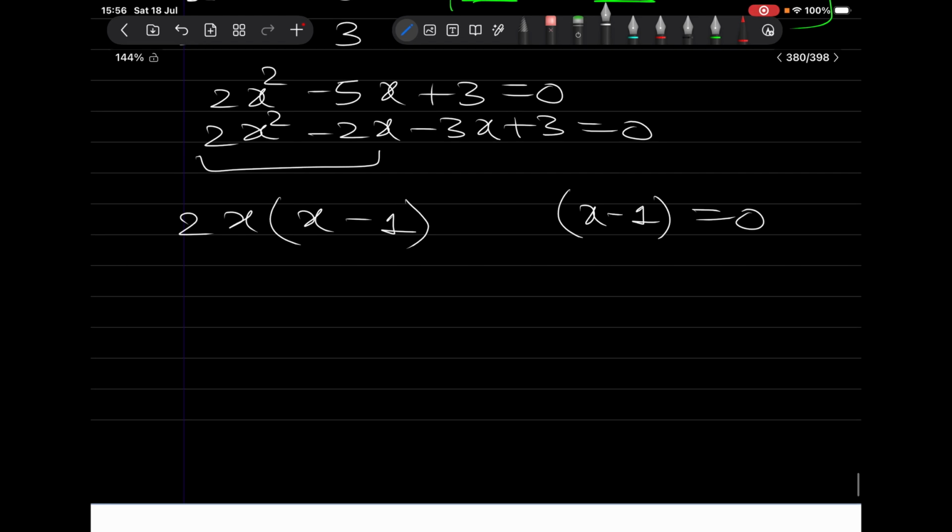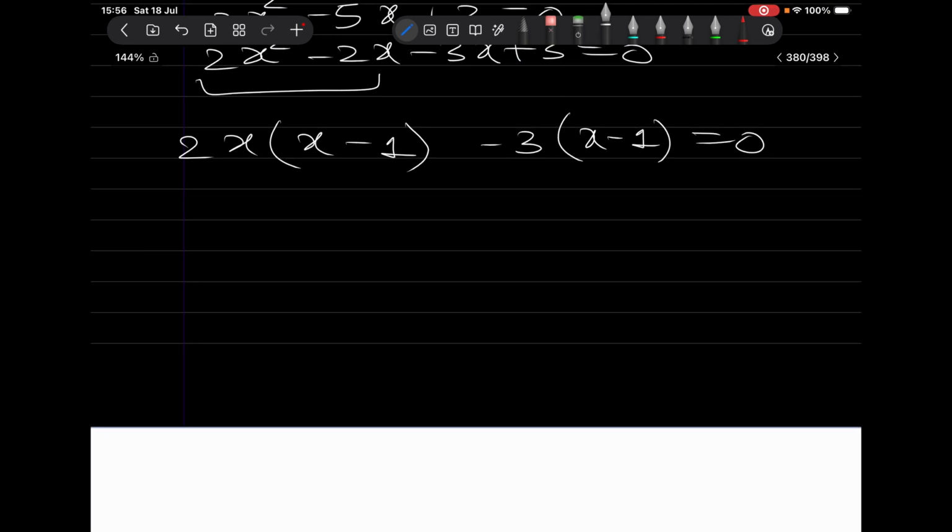Now if I want to make 3x from x, what I will do is multiply with 3. I also want the minus sign, so I will keep minus. Minus into plus is minus. 3 into x is 3x. Now minus into minus is plus. 3 into 1 is 3. So I will replace with minus 3.